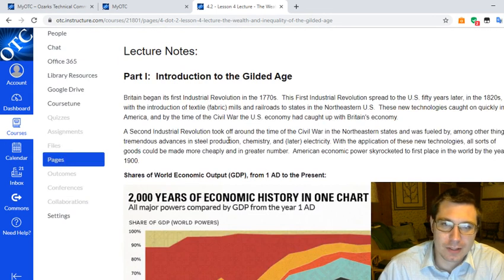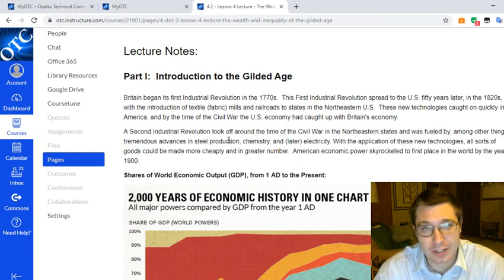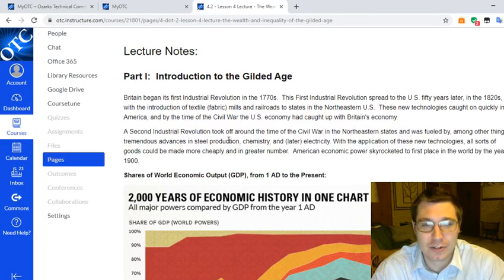To start us off, let's look at what the Gilded Age looked like in terms of the economic growth leading up to the Gilded Age, actually. Because America started out behind other industrializing countries like Britain. Britain began its first industrial revolution in the 1770s.